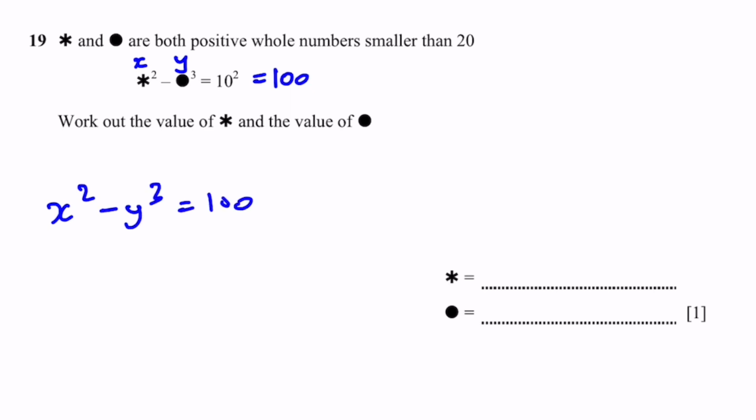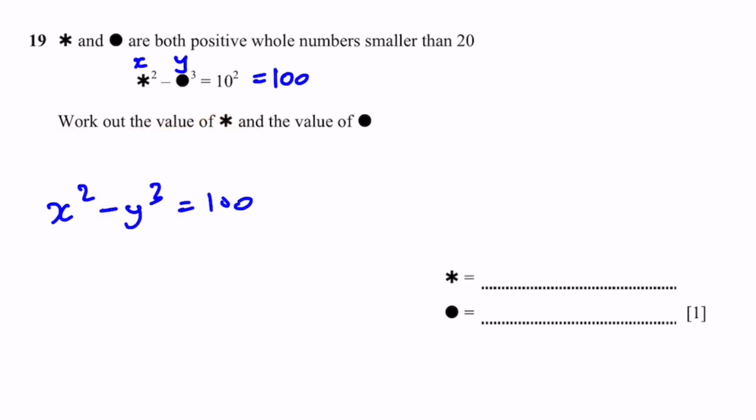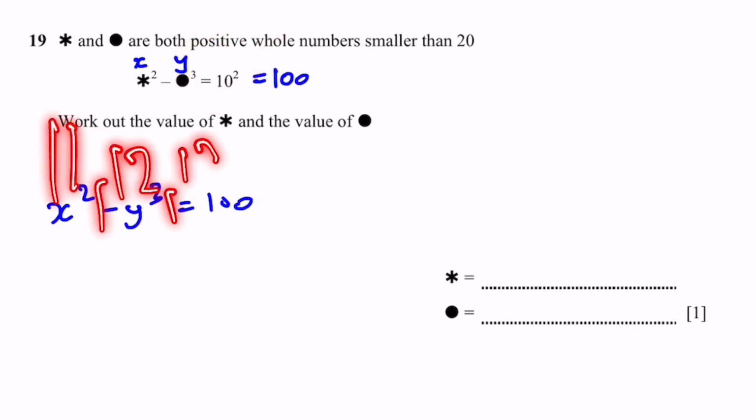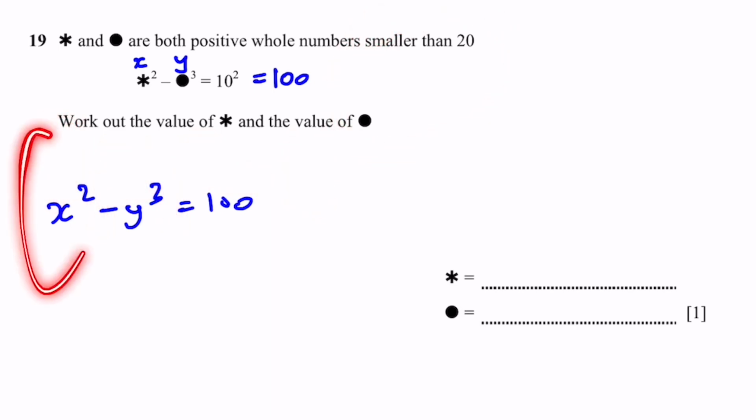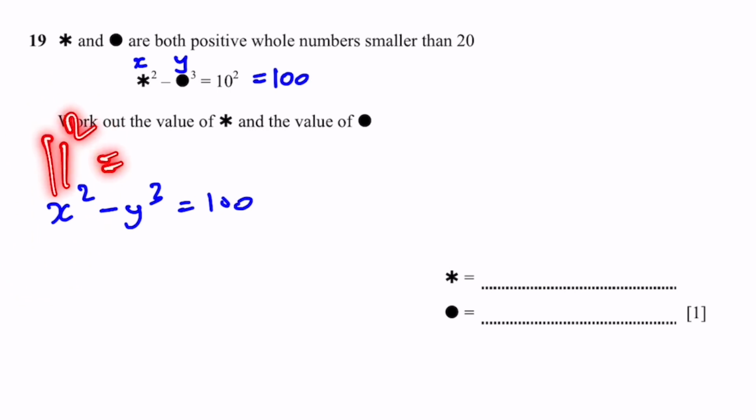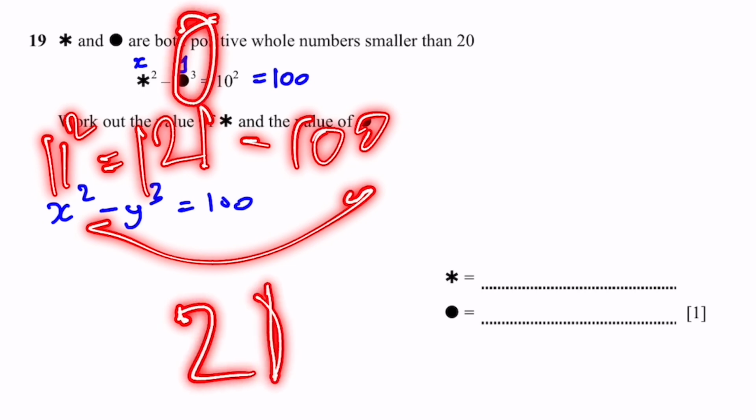So let's see what values of x squared can be greater than 100. Only then we can subtract y cubed to get this answer. Now we can say x can be a number which is greater than 10 because 10 squared is 100. That means 11, 12, 13, all the way until 19 because it cannot be 20. Now if you put x squared, 11 squared is equal to 121, and then subtract 100, we get 21. But y cubed cannot be 21.